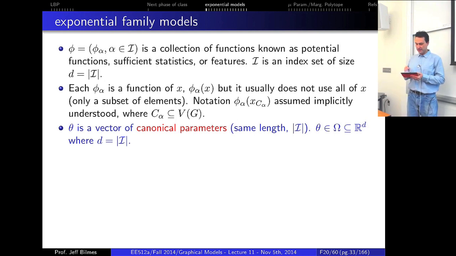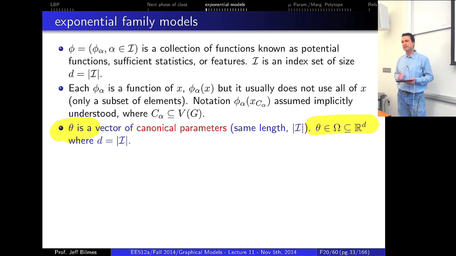we also are defining, this is going to be a little bit definitional. This is always a hard thing to do when you are giving lots and lots of definitions, because there's lots of terminology. But basically, theta is what's going to be called a vector of canonical parameters, and it's going to have length equal to d, the size of I. And theta lives in some subset of R to the d, omega.